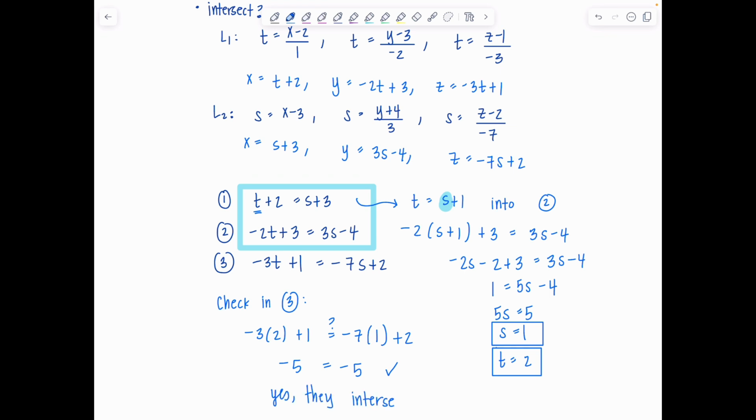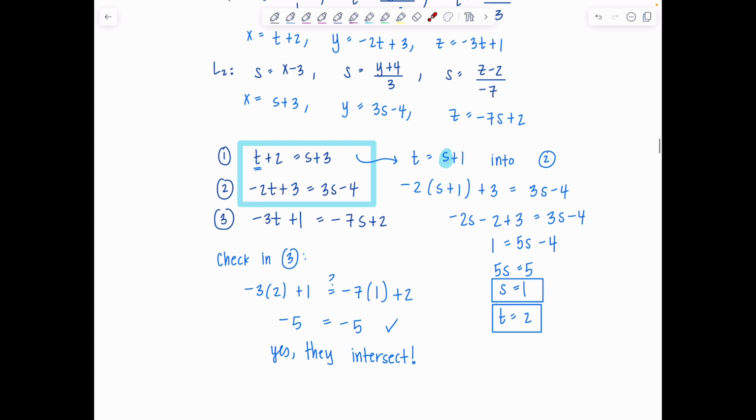And then we need to find the point of intersection. So you have two options. You can either take s equals 1 and plug it into the second equation, or t equals 2 and plug it into the first. You'll get the same thing. So I'm just going to plug in t into line 1. They intersect at, if t is 2, I'd get 4 for x, negative 4 plus 3, negative 1 for y, and then negative 6 plus 1, negative 5 for z.